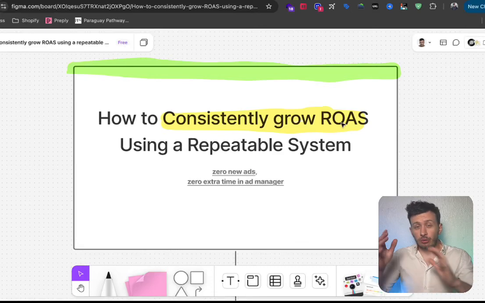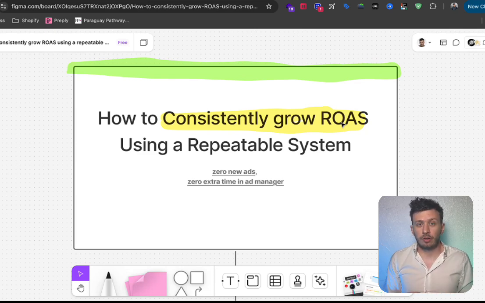What's up, everybody? Today I'll be showing you how we can consistently improve our return on ad spend with a specific system that I'll show you that is repeatable. This type of system makes it so you don't even touch your ad and you will increase your return on ad spend. You don't have to spend more time in Ad Manager or create new ads. Let's dive in and look at how we can do this.